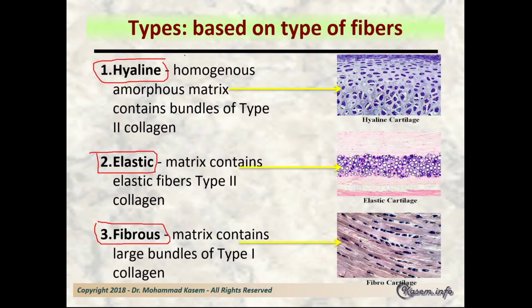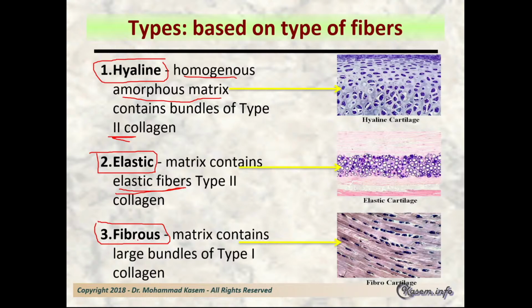Hyaline cartilage typically has a homogeneous amorphous matrix which looks transparent and bluish in staining. And this matrix contains type 2 collagen, while elastic type is similar to the hyaline, but it contains a large amount of elastic fibers, that's why it is called elastic cartilage.